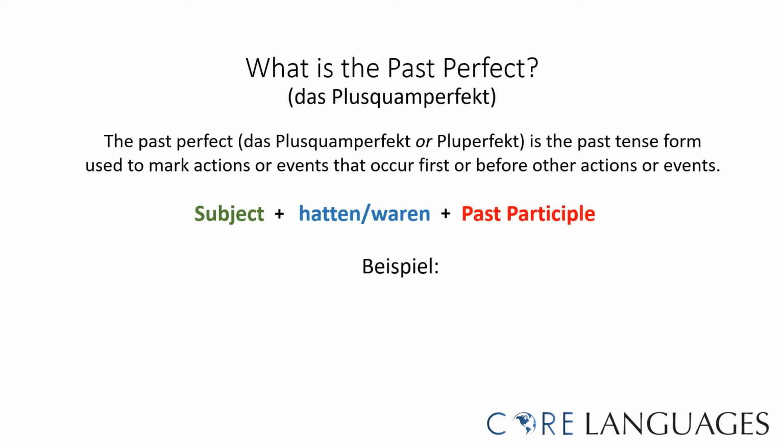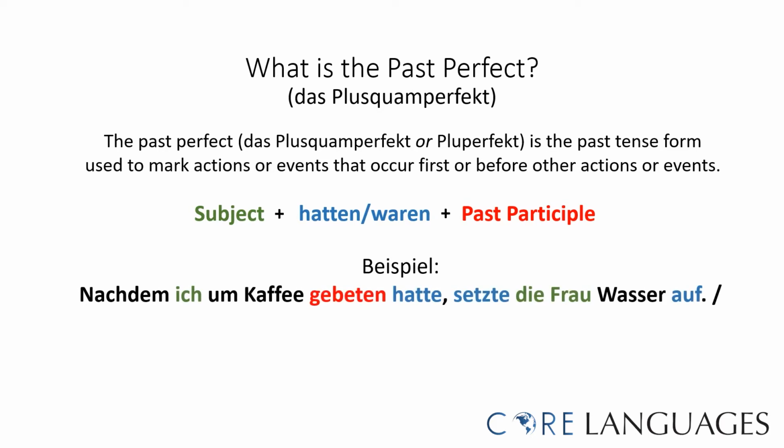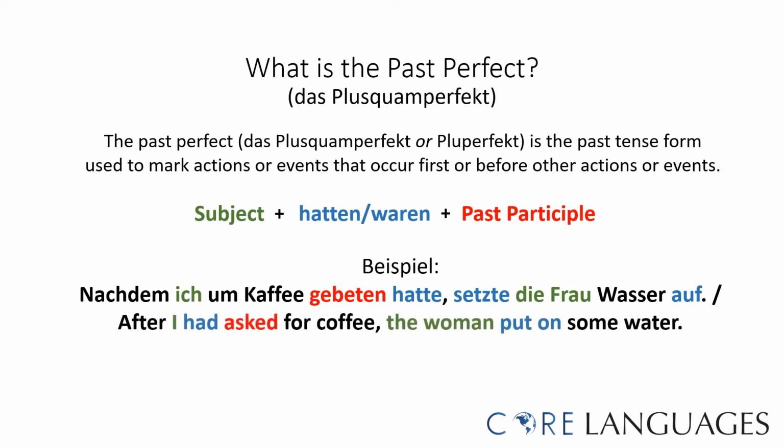For example, zum Beispiel, nachdem ich Kaffee gebeten hatte, setzte die Frau Wasser auf. After I had asked for coffee, the woman put on some water. The event of putting on water is in the past, and even further in the past is me asking for coffee.